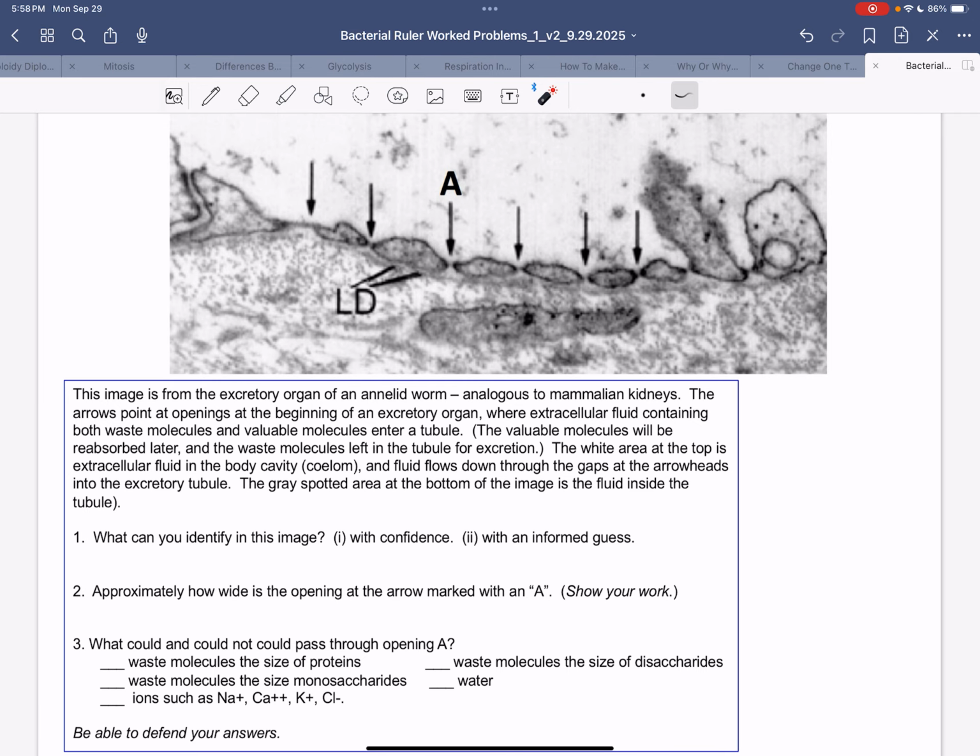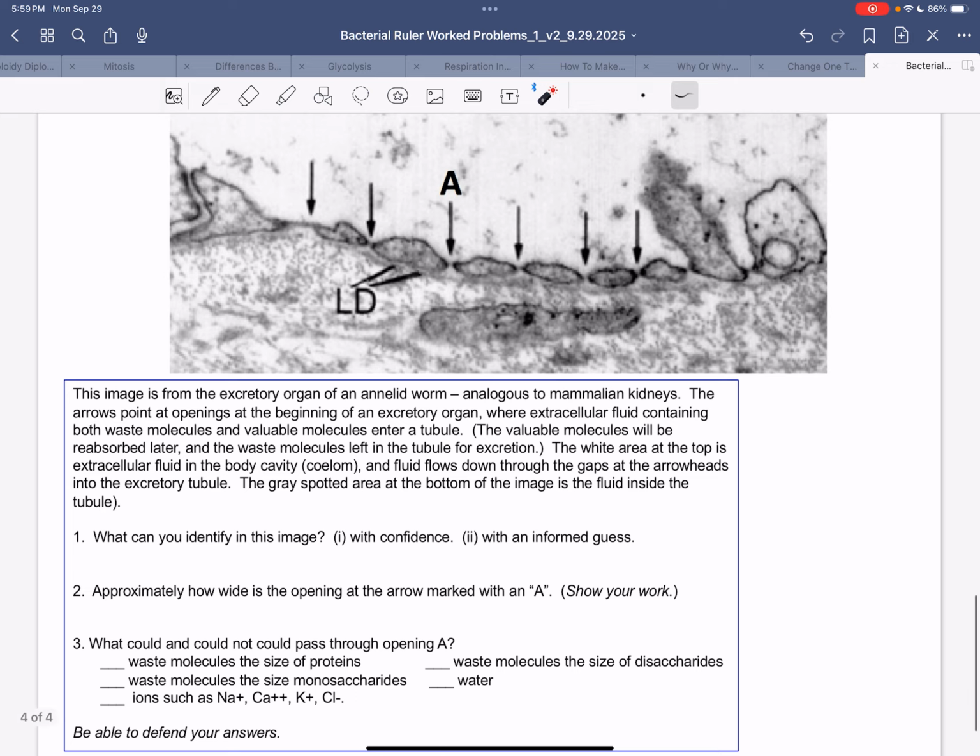Last one. This image is from the excretory organ of an annelid worm. It is analogous to mammalian kidneys. They collect material that needs to be excreted, waste material, and send it out. The way it works is this is extracellular fluid of the annelid, and it contains valuable molecules like glucose, amino acids, sugars, and so on, and proteins, as well as waste molecules, such as urea or uric acid or others.